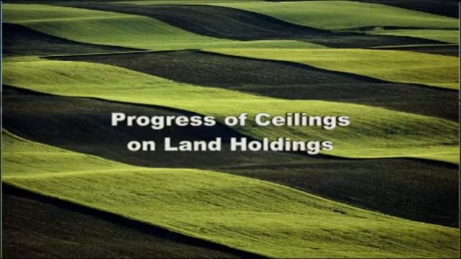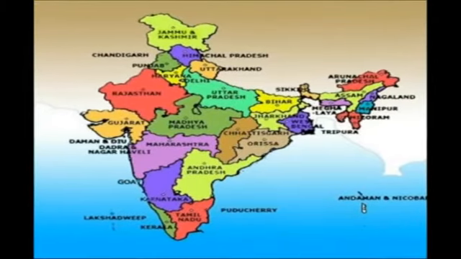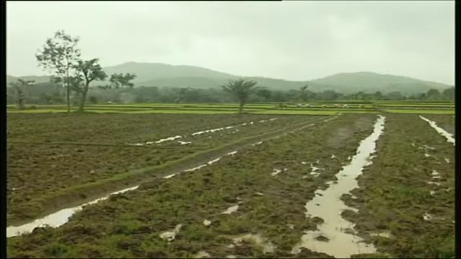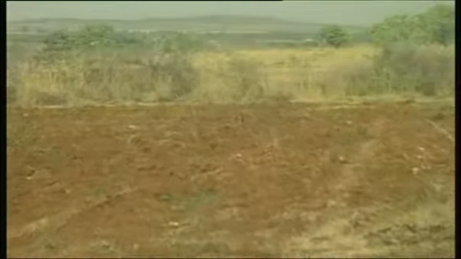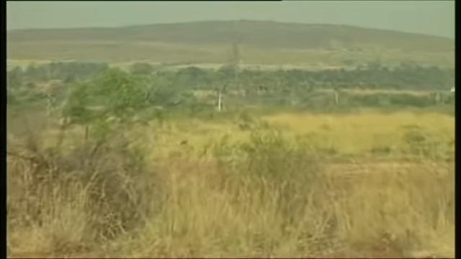Progress of ceilings on land holdings. In almost all states of the country, ceiling on land has been fixed. In case of irrigated land, land ceiling varies from 4 to 7 hectares, while in case of dry land, ceiling varies from 8 to 70 hectares. So far, 73.36 lakh hectares of land has been declared surplus.